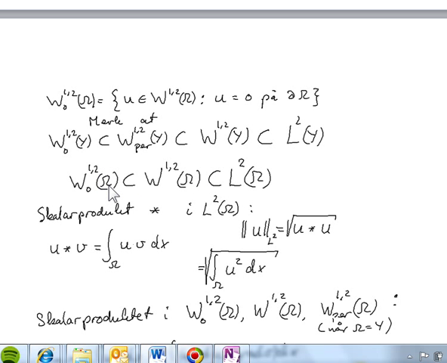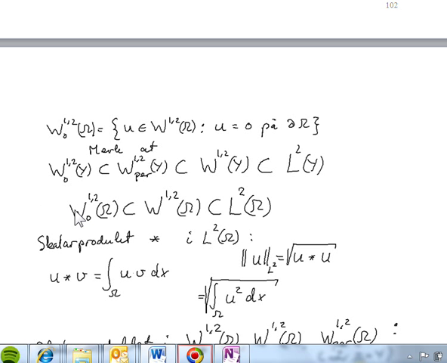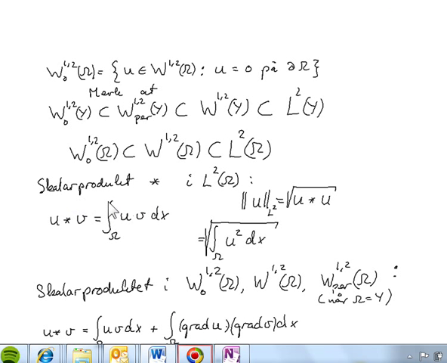Moreover, if omega is any arbitrary domain in Rn, it's also easy to see that W0 of 1, 2 of omega is a subset of W1, 2, with 0 on the boundary. And this is, of course, a subset of L2 of omega. So these spaces are vector spaces. In fact, they are Hilbert spaces. And let's now explain how these spaces are constructed.